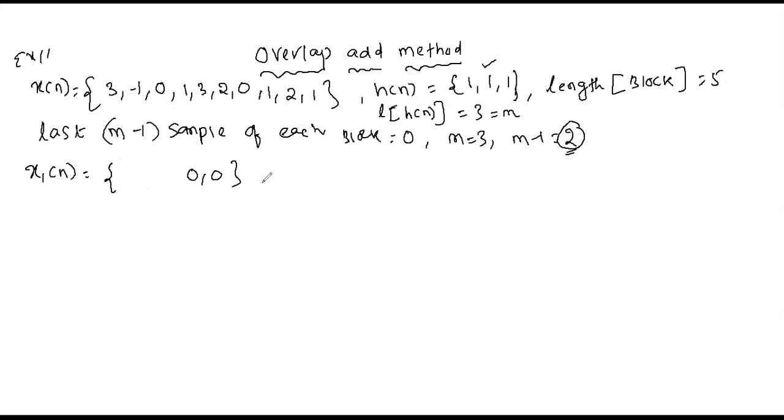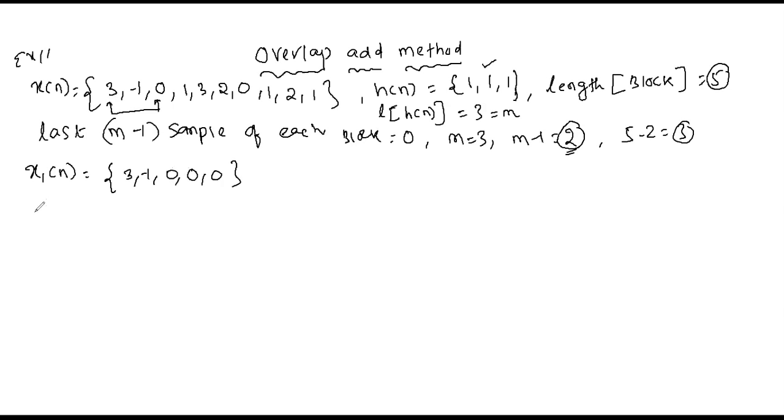Then how many samples are required? Since the length of the block is 5 and 2 sample values equal 0, how many are left? That is 5 minus 2, so 3 samples. We have to put 3 samples here, taken from the input like this: 3, minus 1, 0. So this is the first block or first subsequence.